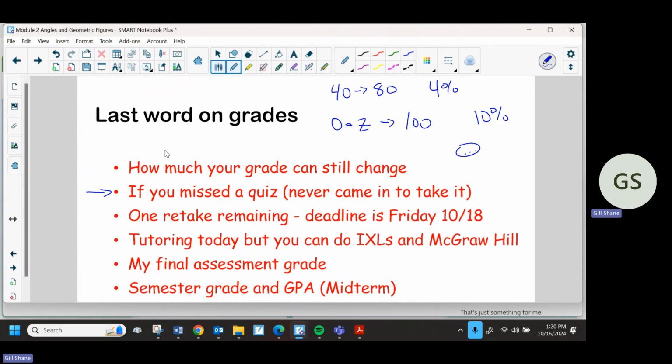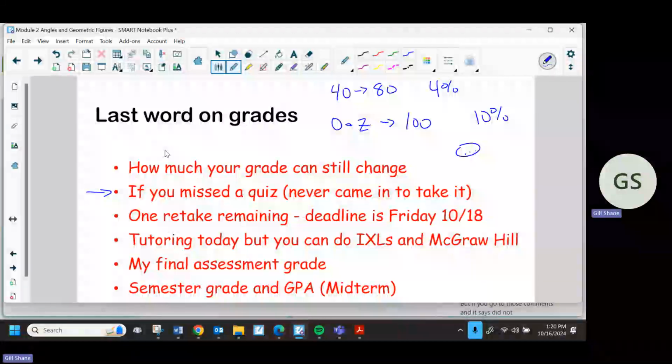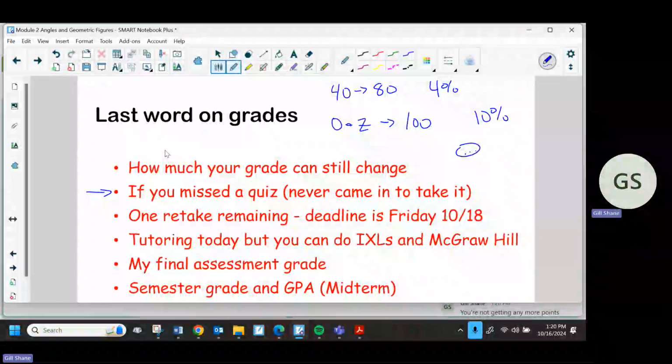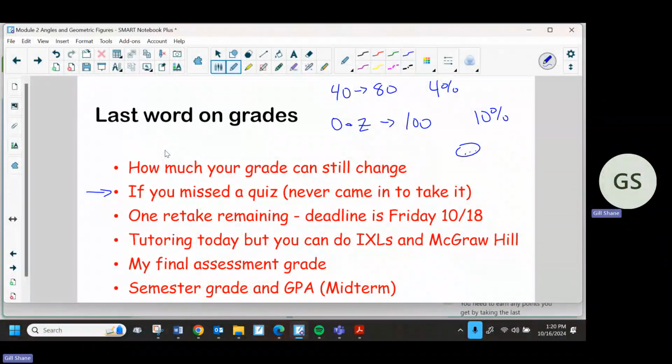But if you go to those comments and it says did not take quiz or had 0 on original quiz, did not retake, you're not getting any more points. You need to earn any points you get by taking the last retake.